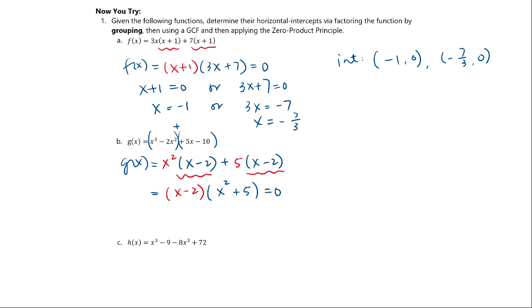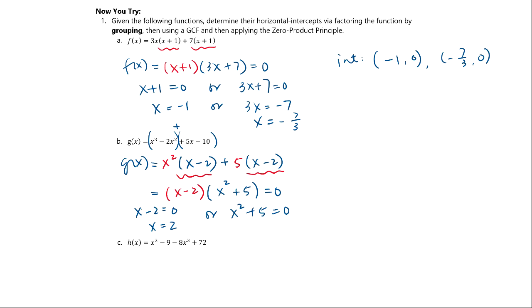To do this, using the zero product principle, I know either x minus 2 is equal to 0 or x squared plus 5 is equal to 0. For x minus 2 equals 0, we can solve pretty quickly. X is equal to 2.